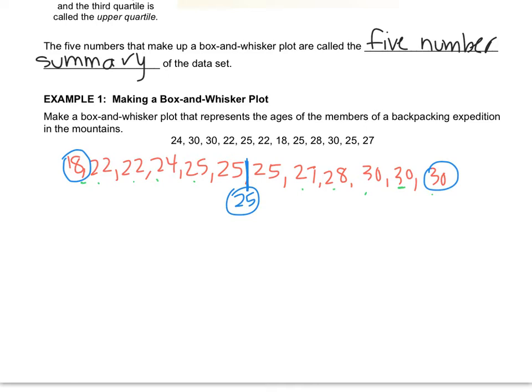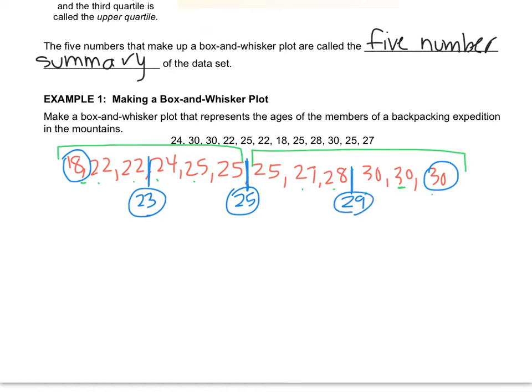Now what I'm going to do is, using the values right here, not including the median, I'm going to look for the median of the lower half. That's the first quartile. So the first quartile is right here at 23. That's the median of the bottom half, not including the actual middle number. Now I'm going to go to the top, and I'm going to find the median of this top section. And the median of the top section is right here at 29.